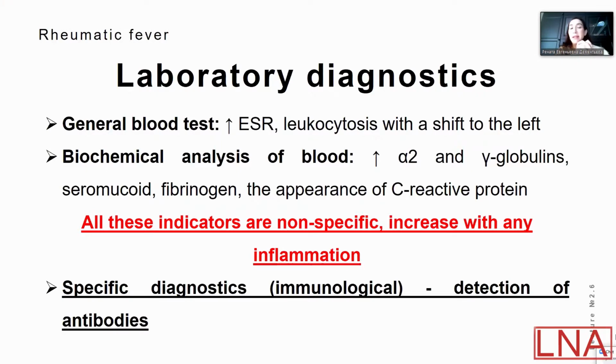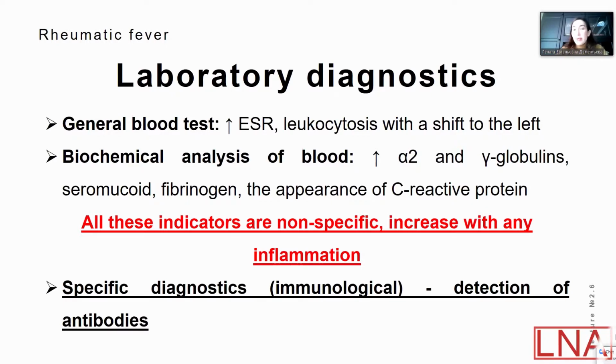In the biochemical analysis of blood, there are increased alpha-2 and gamma globulins, total immune serum proteins, serum mucoids, and fibrinogen, and we can identify CRP, or C-reactive protein. The amount of CRP and the level of increased ESR will be associated with the duration and type of the acute rheumatic fever. All these indicators are non-specific and can be aggravated by another infection process, increasing with any inflammation.